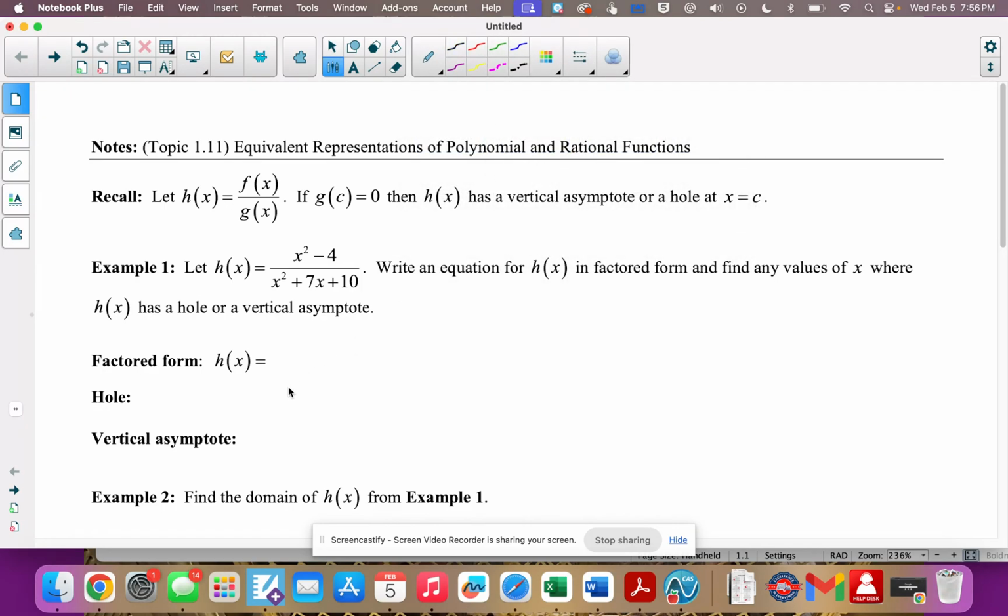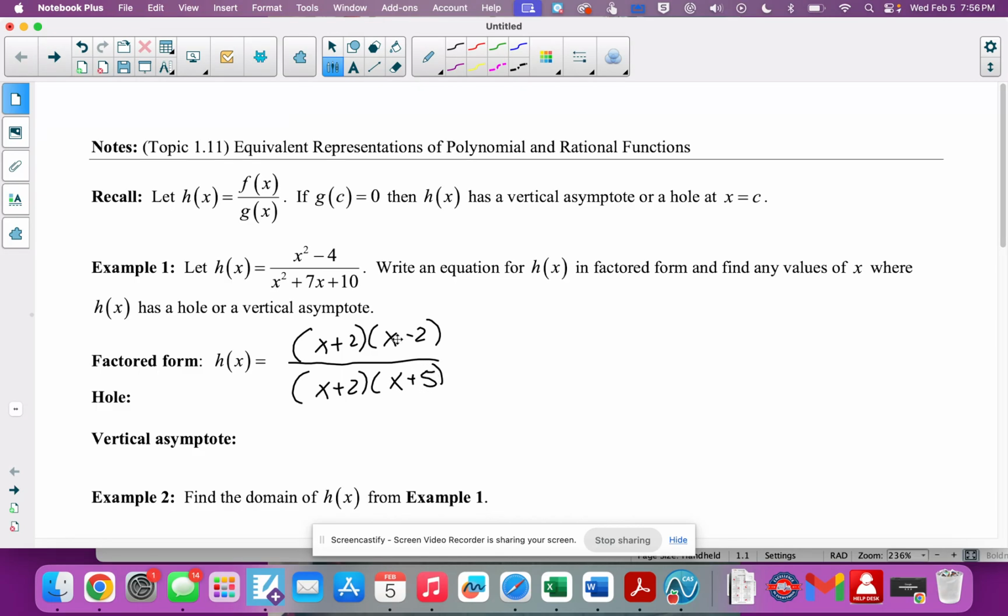All right, so the factored form of h of x, which I've been telling you about before for finding holes and vertical asymptotes. The first thing you should always do is factor the top and the bottom so you can see if you have any matching pieces. Okay, so the top is a difference of squares, and that factors to x plus 2, x minus 2. All right, and then the bottom, product and sum: what multiplies to give you 10 and adds to give you 7 is going to be 2 and 5.